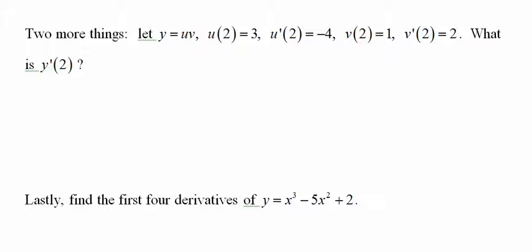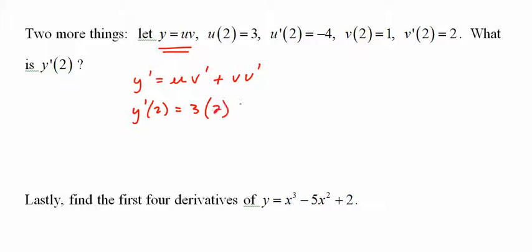So 2 more things. These are just extra problems. What is y prime of 2? Well, if this is that, let's write it out first. Y prime equals, I have to practice these more because I'm not fast at them, u times v prime, I'm going to avoid the dots because they'll look like minuses, plus v times u prime. Y prime of 2 equals 3 times 2 plus 1 times negative 4. This is just giving you a chance to practice. It's just another example of how you could use it.